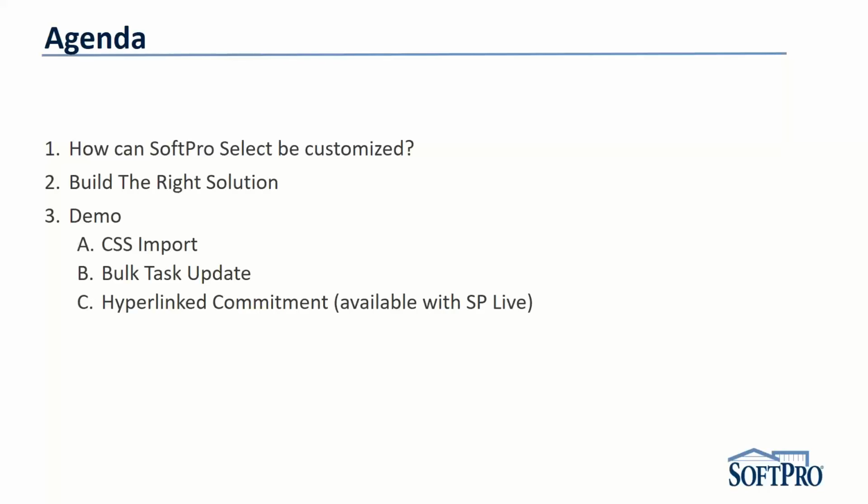So the three tools that I was going to take a look at is CSS Import. That was the original name of it. It does support more than just the CSS or commercial statement to create orders. A bulk task update tool that we've created, and then the hyperlink commitment. For anybody that has SoftPro Live, this tool is included with it. I'm not sure if you're using this tool or not, but I thought I'd show you one of the features that's available in it that is a nice addition to the SoftPro Live integration that we built with it.